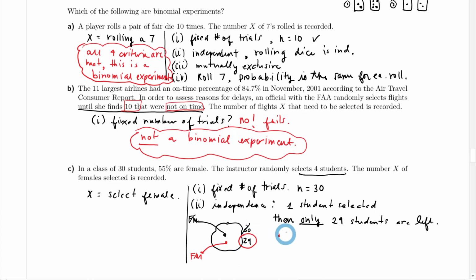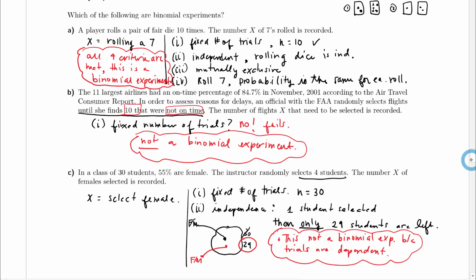And so therefore this is not a binomial experiment because trials are not independent. So trials are dependent. Okay, so I hope this helps with understanding what a binomial experiment is and understanding that there are 4 criteria to meet that.